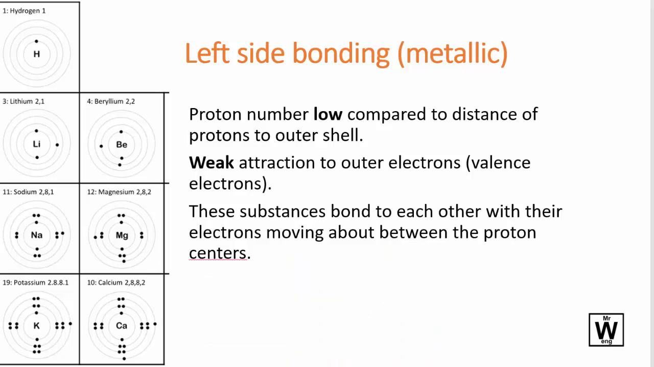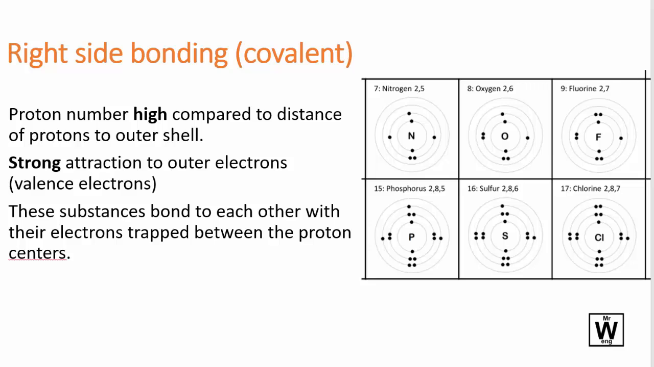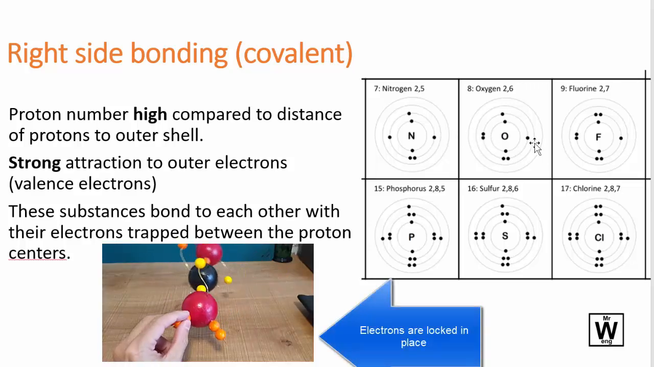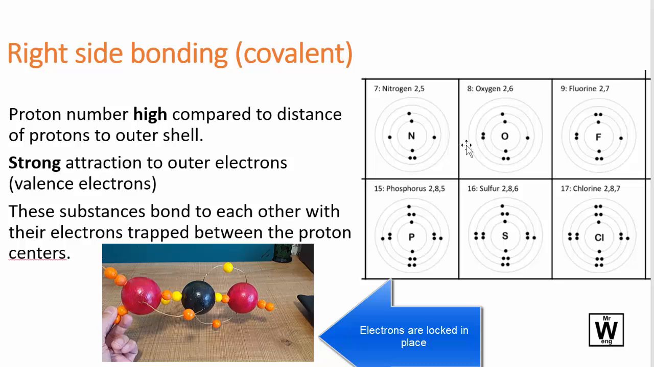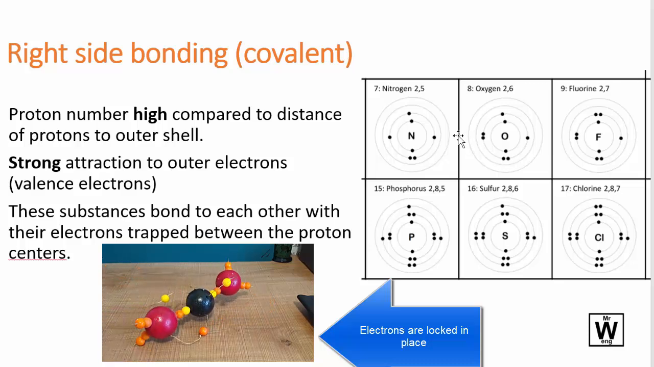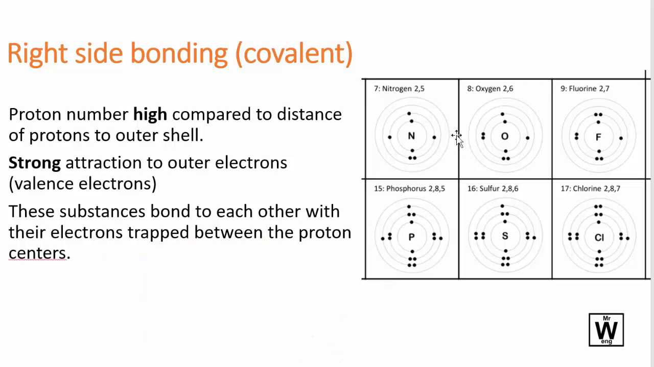Now, relatively speaking, if you go to the right-hand side, there are far more protons in the nucleus compared to the distance to the valence shell. So they have a much better ability to hold on to and attract electrons from somewhere else. When they form elements with themselves or with other guys in this group, the electrons are more tightly held, so they're trapped in between the two nuclei. And so they form what we call covalent bonds, molecular bonds, because the electrons are trapped in between.